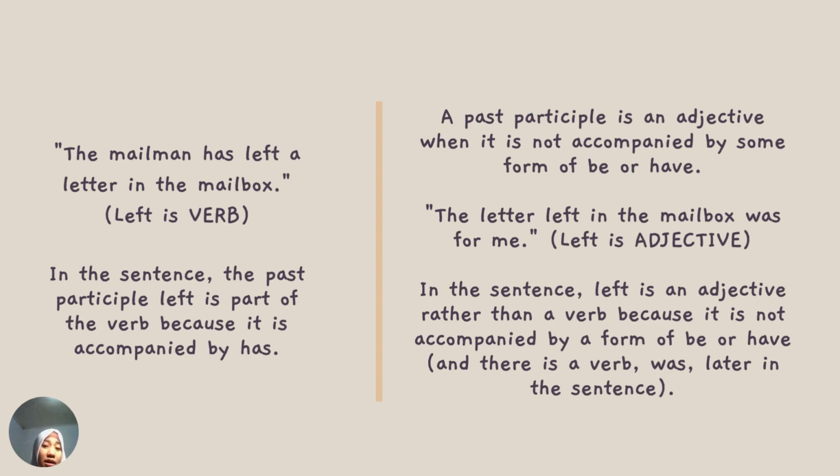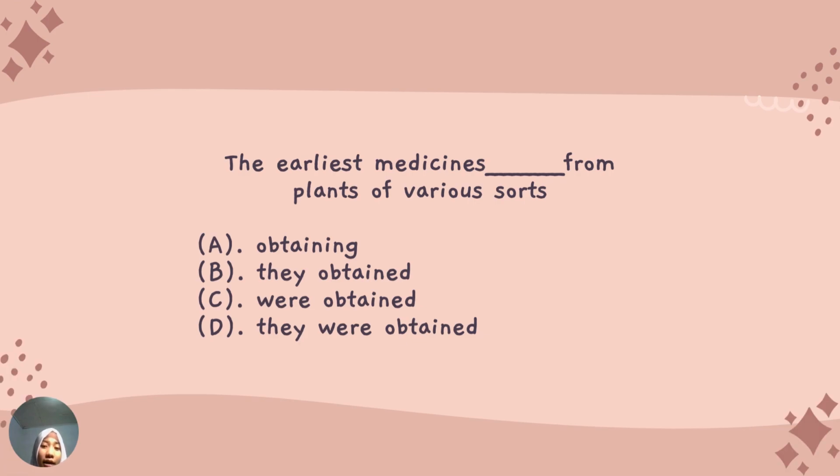And a past participle is an adjective when it is not accompanied by some form of be or have. For the example, the letter left in the mailbox was for me, where left is adjective. In the sentence, left is an adjective rather than a verb because it is not accompanied by a form of be or have. Okay, and now the example of TOEFL question.